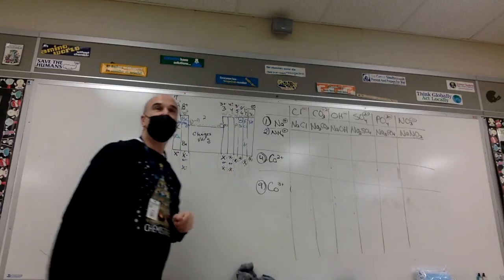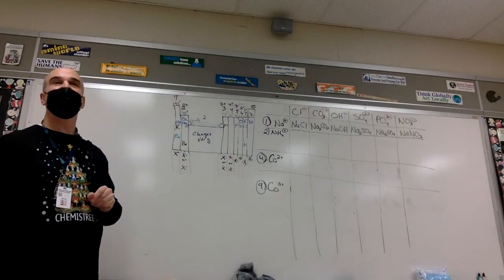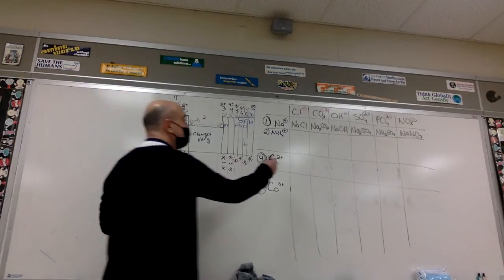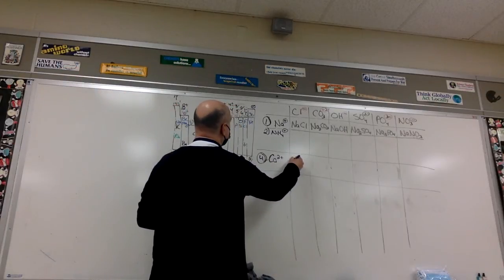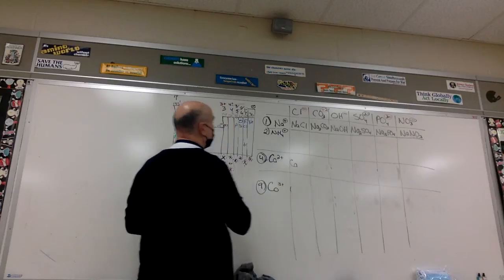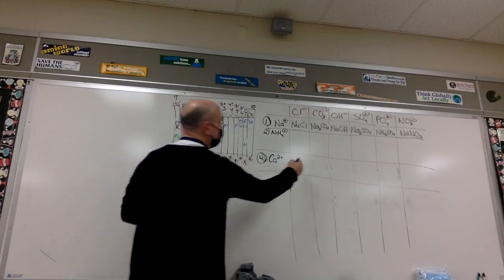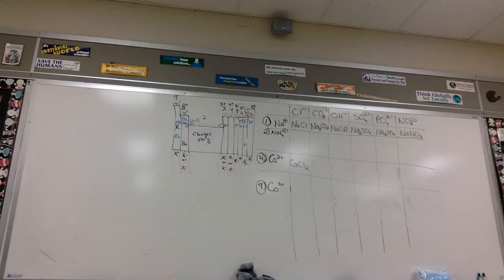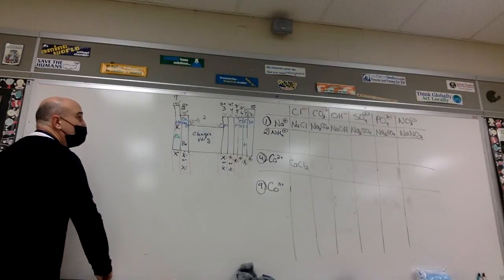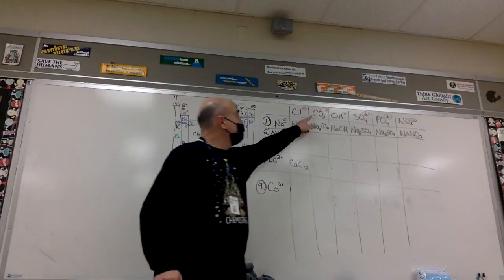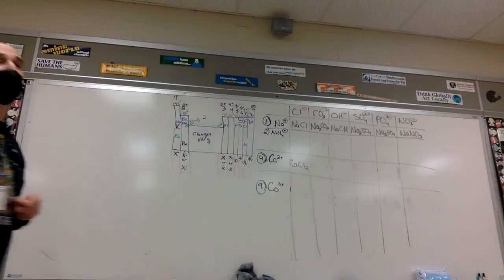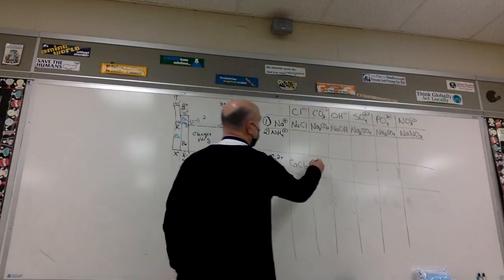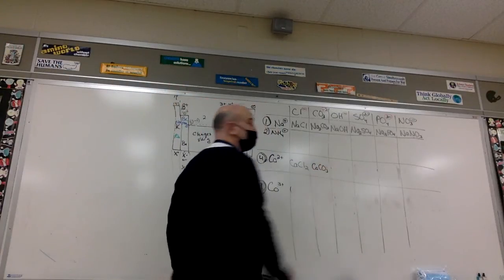So what's that formula? Calcium chloride. CaCl2. I need 2 Cls to cancel out the Ca. All right, Ca and CO3. Do I need more than one of either of them? Yeah, they just cancel out, right? So just CaCO3. Just put it together.